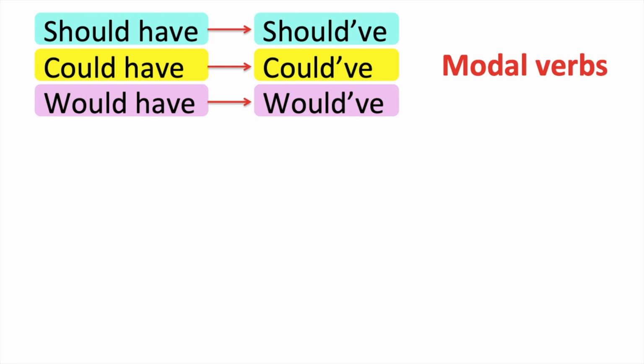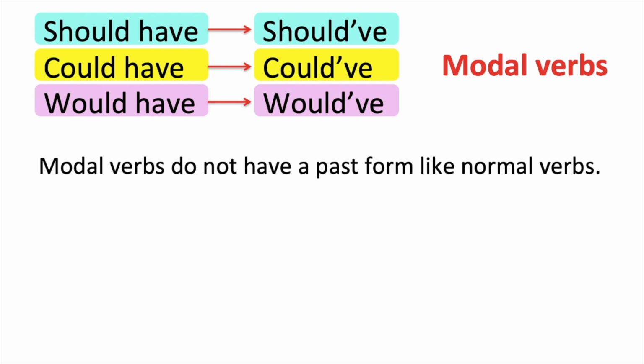Modal verbs are verbs used to express necessity or the possibility of something happening. These verbs don't have a past form like normal verbs. We can use modal verbs plus have plus a past participle when we're talking about the past. This will make sense as we look at a few examples.